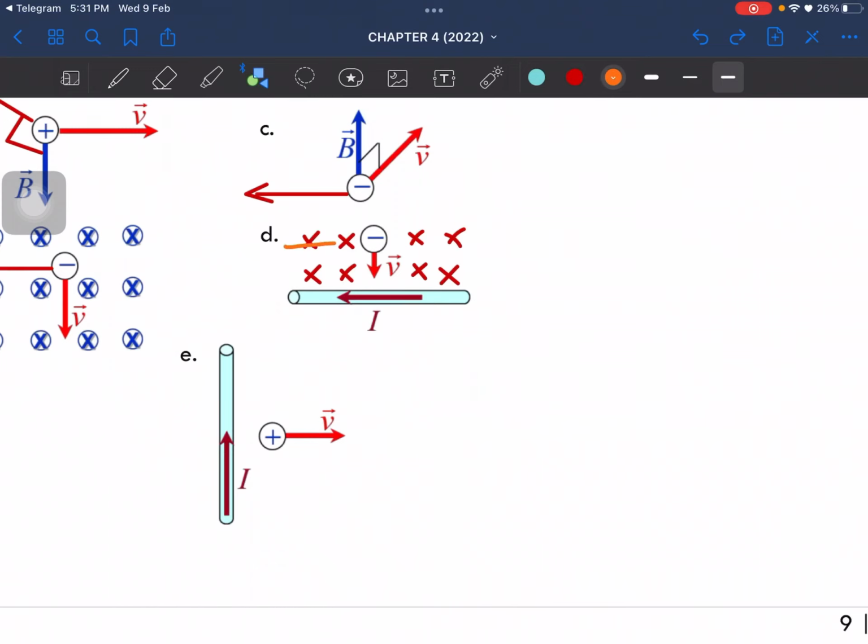Okay, I'm gonna use orange. No, I don't like it. Okay, so this is our force.